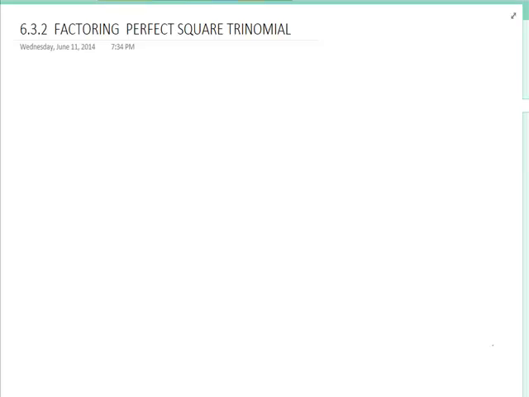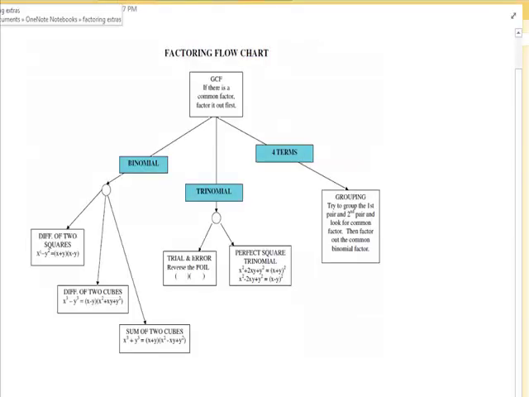All right, in lesson 6.3.2, we're going to talk about factoring perfect square trinomials. Back in the factoring flowchart, yes, GCF is still first, but under trinomials, we've spent several lessons talking about trial and error with and without GCFs, with and without leading coefficients other than 1. But now we're going to talk about this other branch, which is perfect square trinomials.